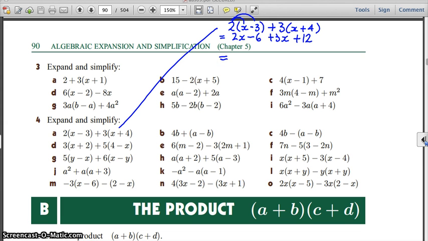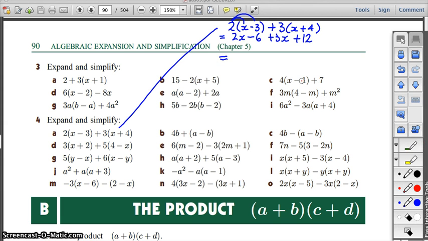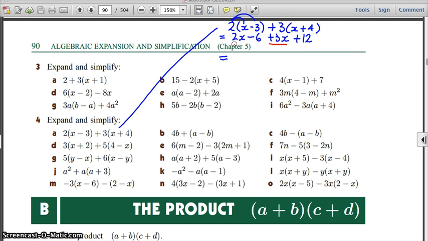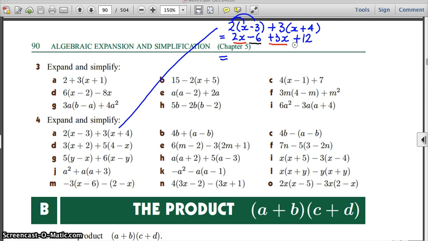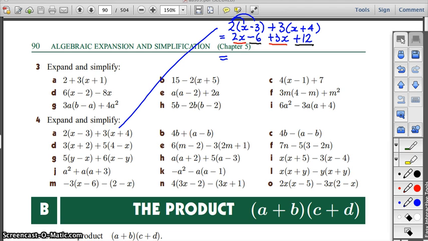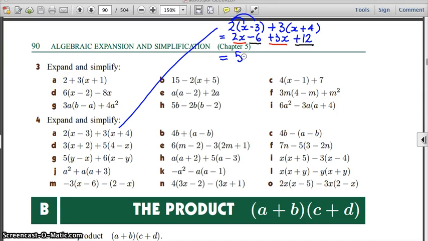We collect like terms, and our like terms are positive 3x and positive 2x, and negative 6 and positive 12. They're our like terms. So, Damo, what do we do with the x's? Add them together. Yep, what do I end up with there? 5x. Excellent, 5x.